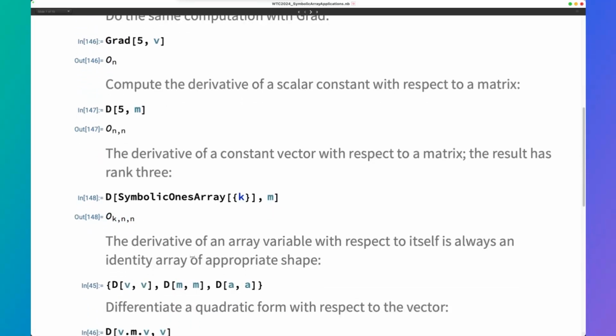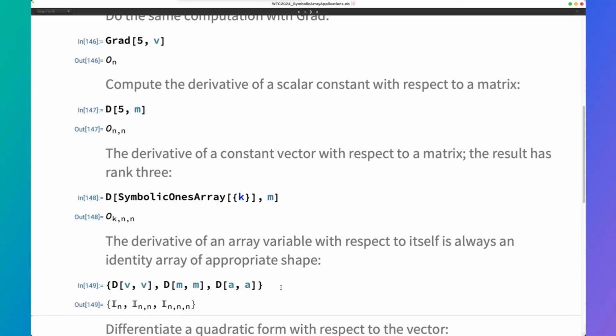Now, the derivative of an array with respect to itself is always an identity array of the appropriate shape. So D of V with respect to V is the identity matrix. Of M with respect to M is a rank 4, n by n by n by n identity matrix. And A with respect to A gives us a rank 6 identity array.